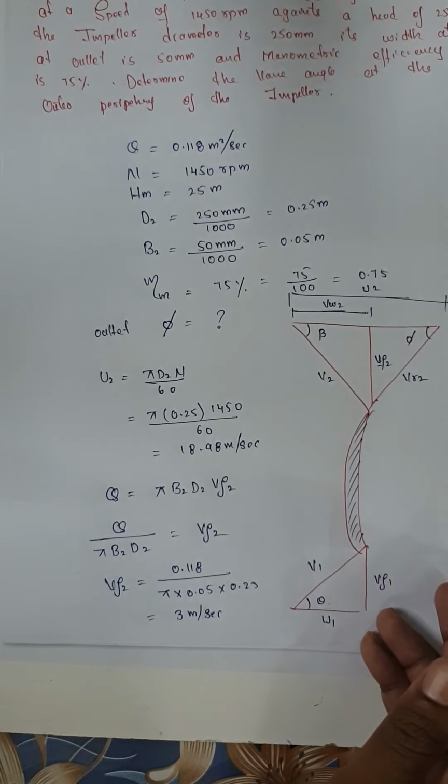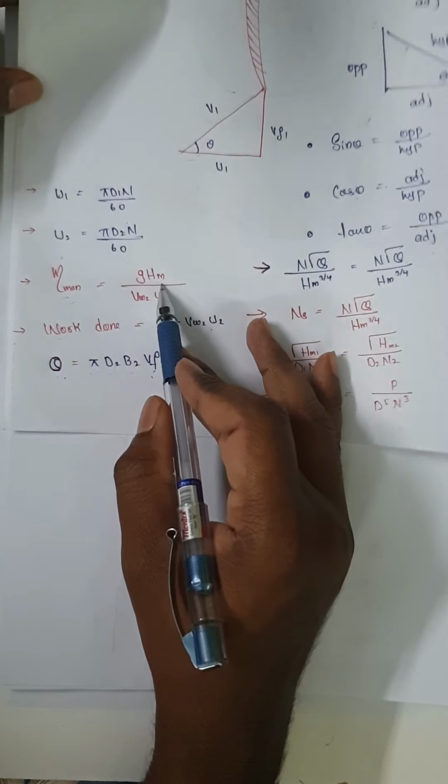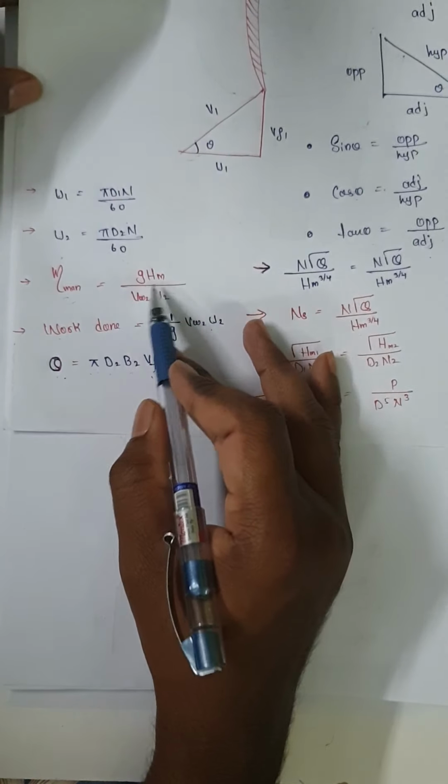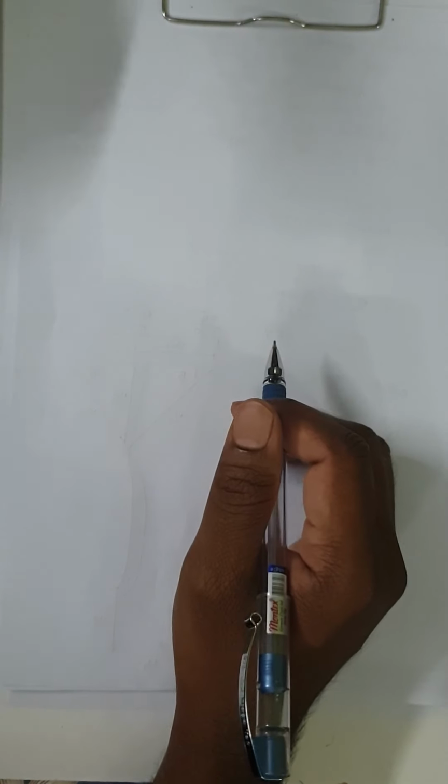What are the new things given? N is given, Hm is given. Here manometric efficiency is given. In this problem, manometric efficiency is given. So whenever manometric efficiency is given, a simple formula is there for manometric efficiency. As you can see, manometric efficiency is equal to g into Hm by Vw2 into u2. So this is the formula for manometric efficiency.